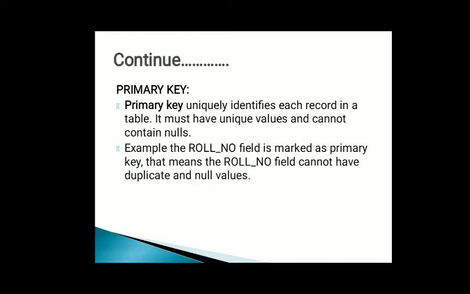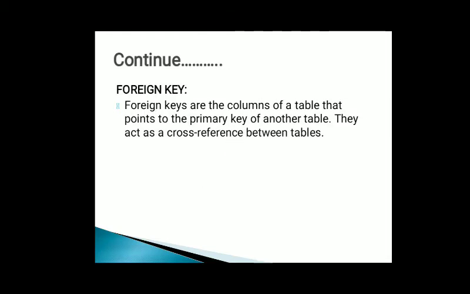Now next is the foreign key. Foreign keys are the columns of a table that point to the primary key of another table. They act as a cross reference between tables. Means a foreign key acts as a simple key in one table and as the primary key in another table. That is known as the foreign key constraint.